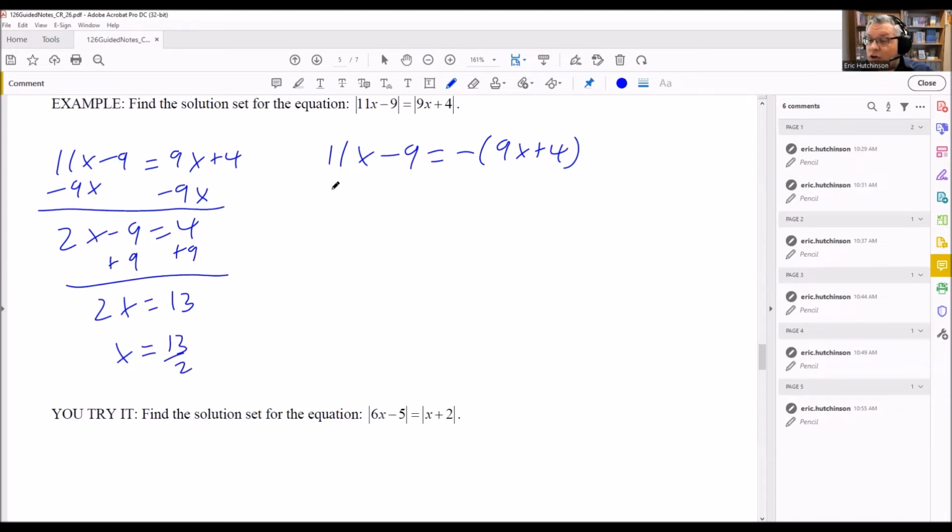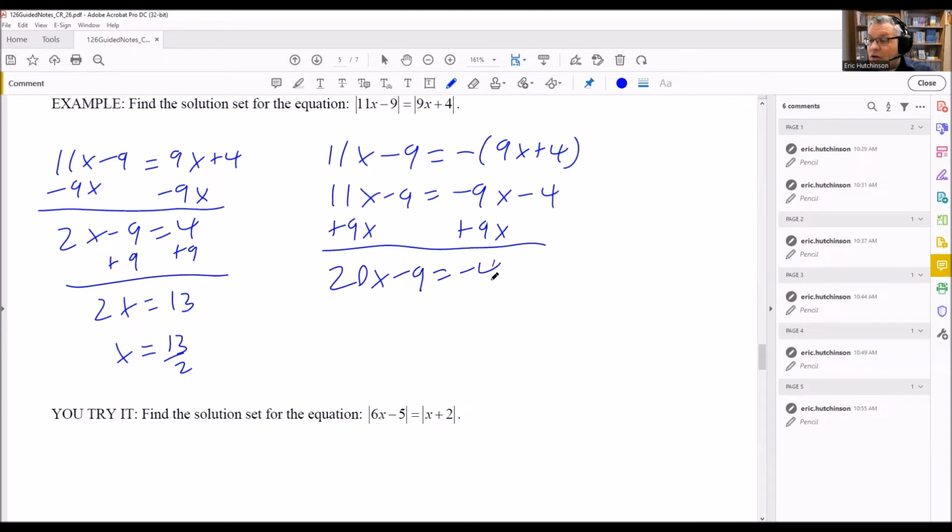Now for this other one over here, the first thing we want to do is distribute the minus sign. That's like a -1 in front. So if we multiply -1 by both things inside, we get -9x and then -4. We still want to get all the x's on one side of the equation, so we're going to add 9x to both sides. 20x minus 9 equals -4. And now we're going to add 9 to both sides. So we get 9 minus 4 is 5.